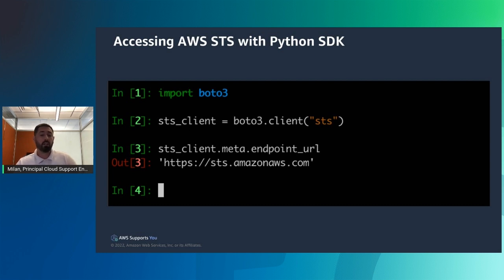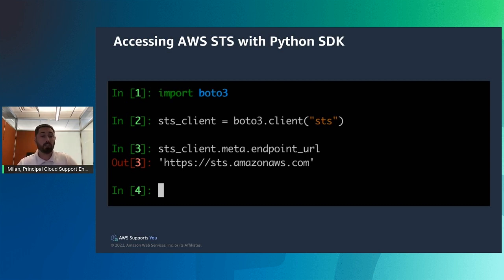Then we're instantiating a client in the second line with sts_client equals boto3.client. The first argument is the service name. Our Python SDK provides metadata attributes that you can use to inspect certain elements of how the client is configured. In this case, we're using a metadata attribute called endpoint_url, which will tell us what the SDK is going to use.